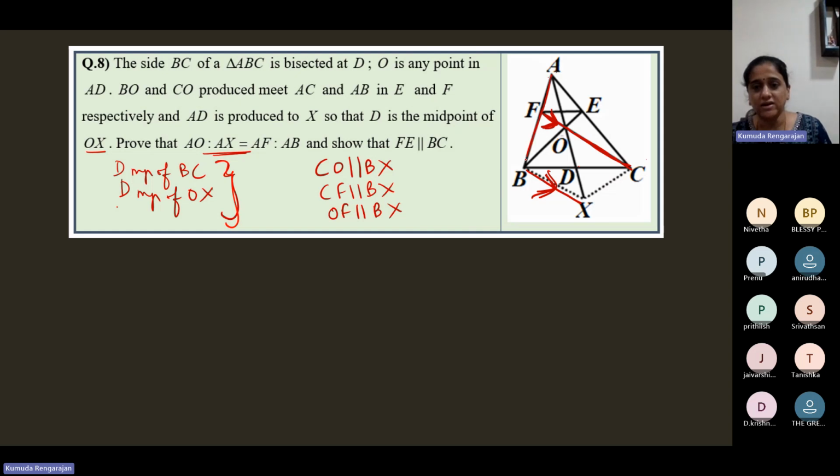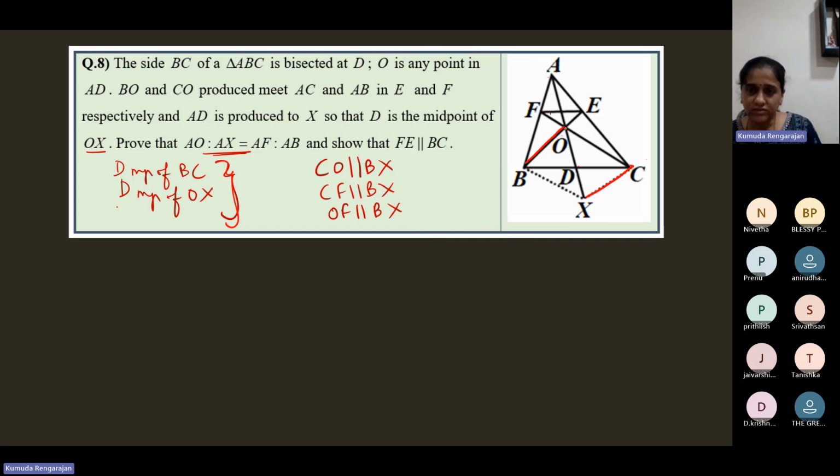That is in this triangle now. So in this triangle, these two lines are parallel. By BPT, you can write the proportion, add one, and get the result. The first result. Now, in the same way, XC is parallel to BO. Opposite sides parallel.